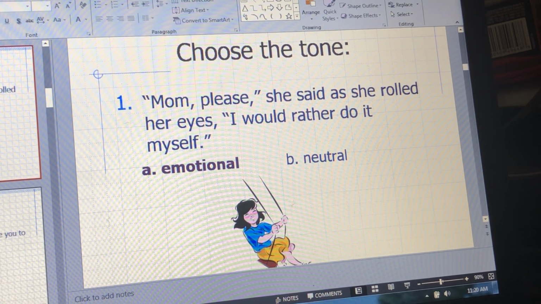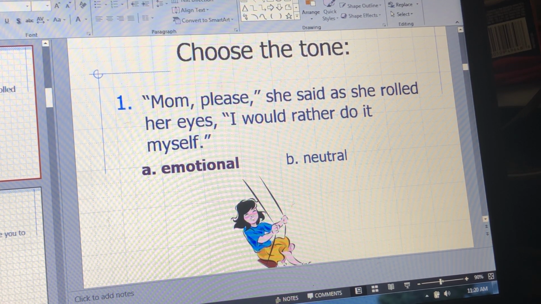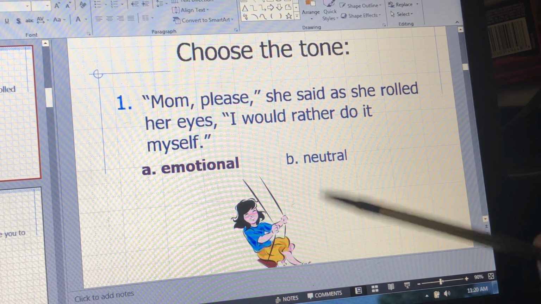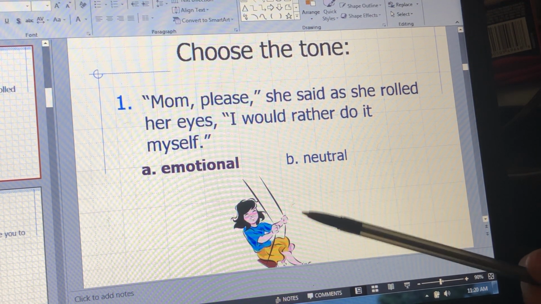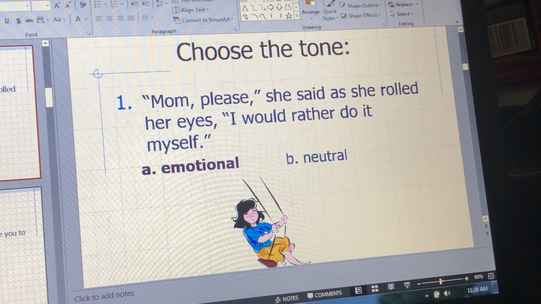Okay, so here's one, we can see the emotion of the child, right? Mom, please. All right, I would rather do it myself. Okay, so we can see that she's not neutral. She's very subjective. She's looking at her and her opinions and her thoughts. It's not a neutral position.